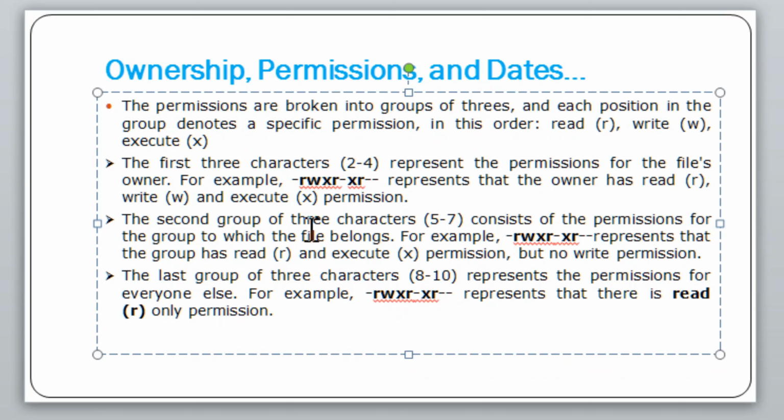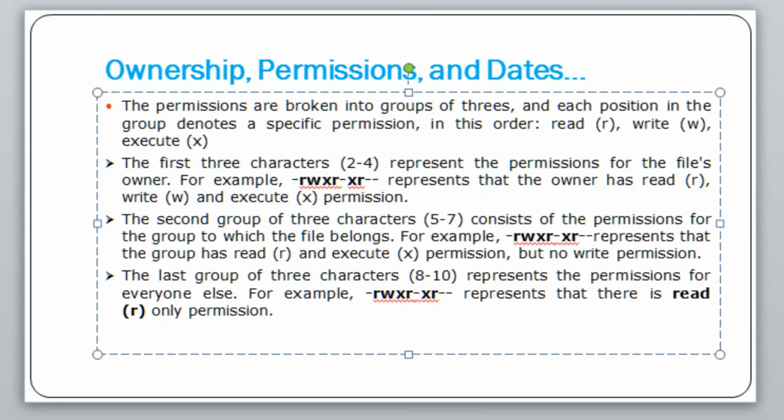The second group of three characters, 5 through 7, consists of the permissions for the group to which the file belongs. For example, we have read, dash, execute. This represents that the group has read and execute permissions. You see the dash in the middle, which means that write is not set for the group. The last group of 3 characters, 8 through 10, represents the permissions for everyone else. Using that same set of permissions, we see an R, which means read, then a dash and another dash. This represents that there are read-only permissions.